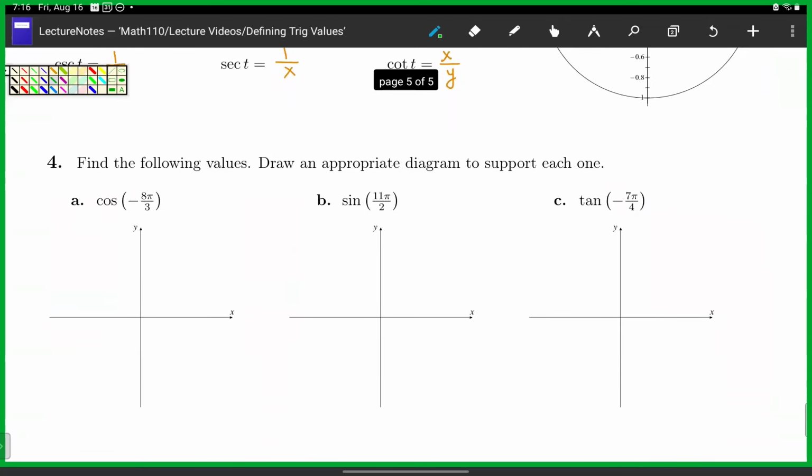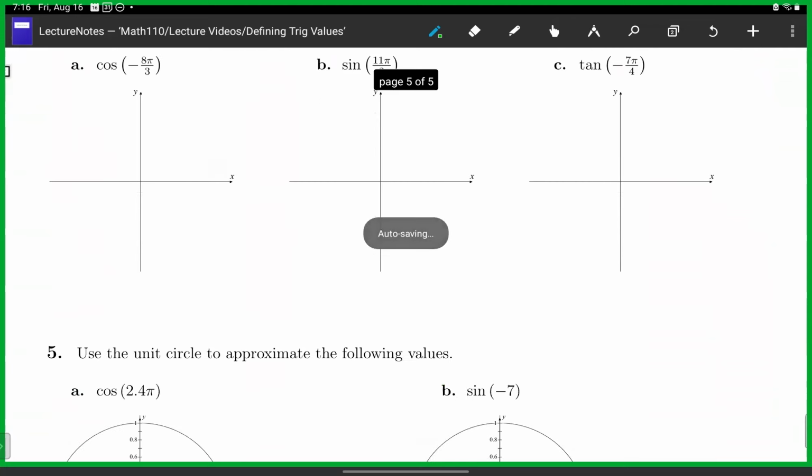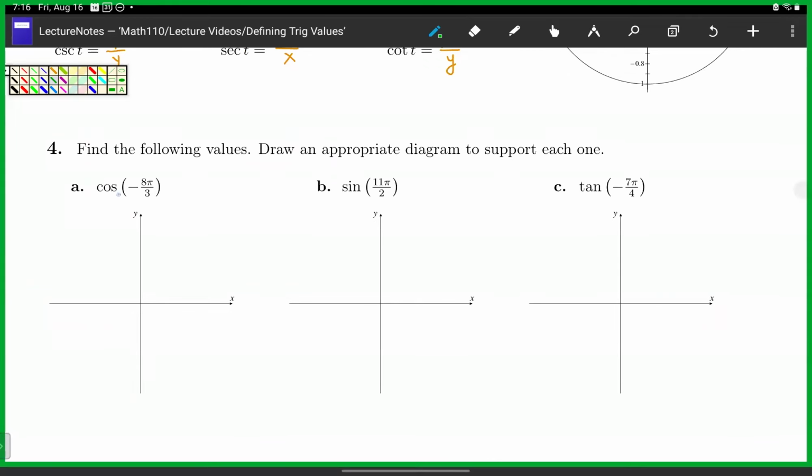So let's see this in action. Find the following values and draw an appropriate diagram to support each one. So here, cosine of negative 8 pi over 3. So I am going to need pi over 3's. By the way, here's a little side statement. Lots of people have printed out and tried memorizing this thing that is called the unit circle that has gobs and gobs of angles marked on it in degrees and in radians and lots of coordinates. And it's exhausting. Like, I don't actually recommend it.